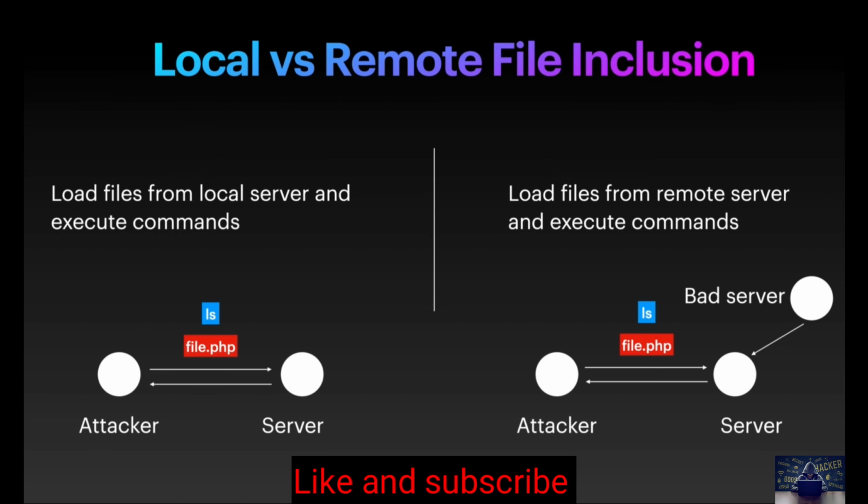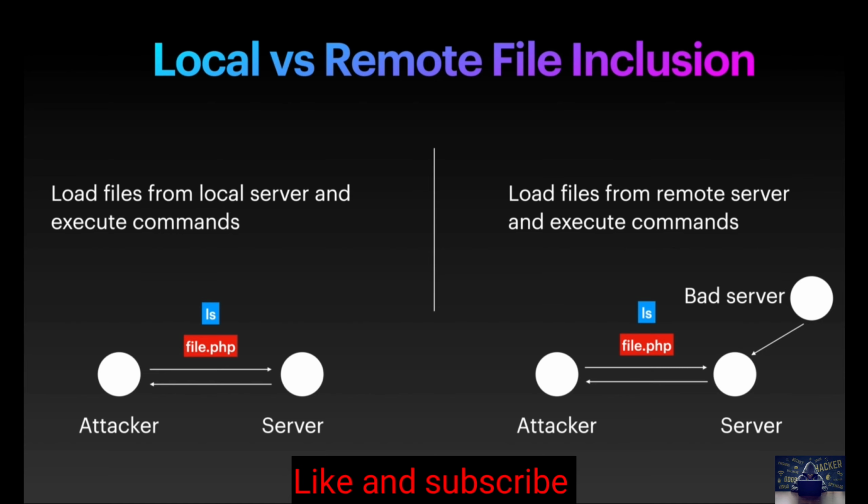So in this video, we are going to learn about two categories of file inclusion, namely local and remote. Before saying this, let's recall where we learned about the difference between path traversal and file inclusion based vulnerabilities, in which we saw that if you are able to read any file from any server, then it falls under path traversal.